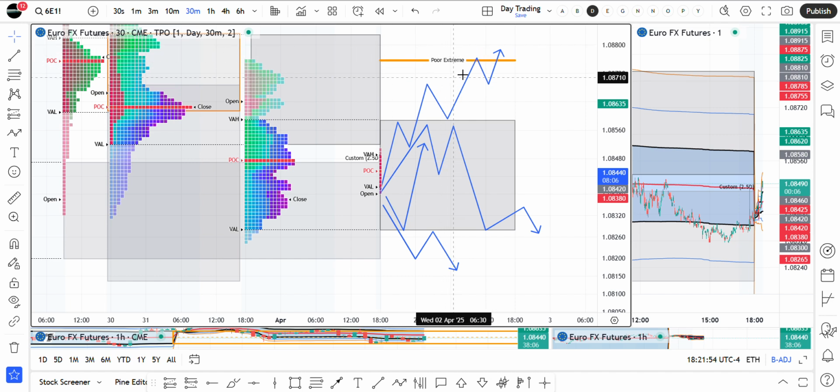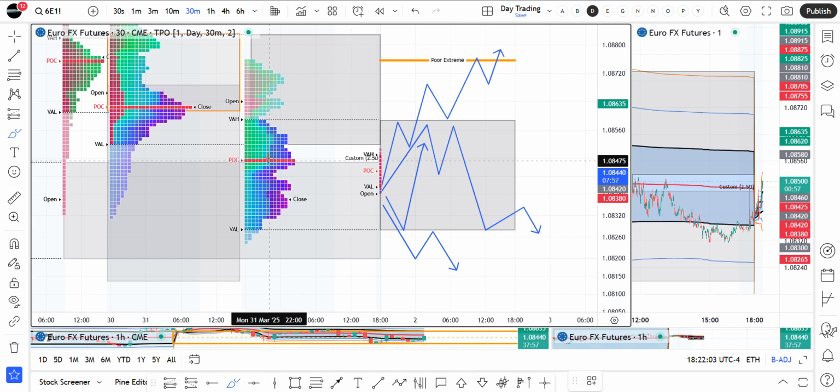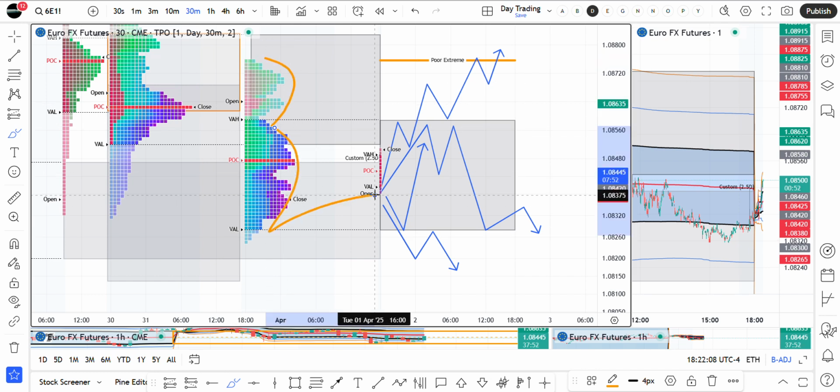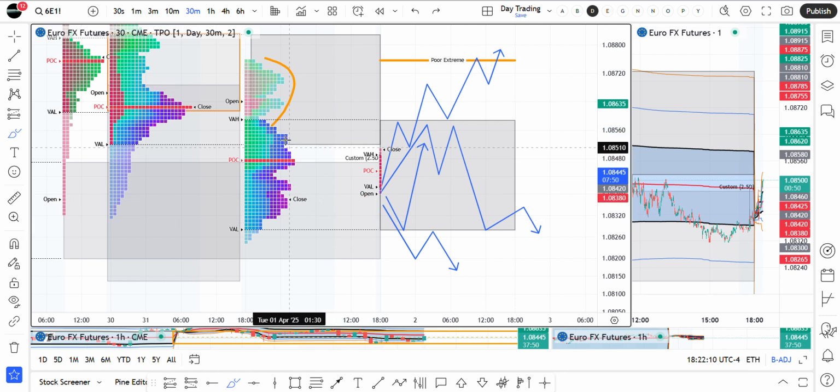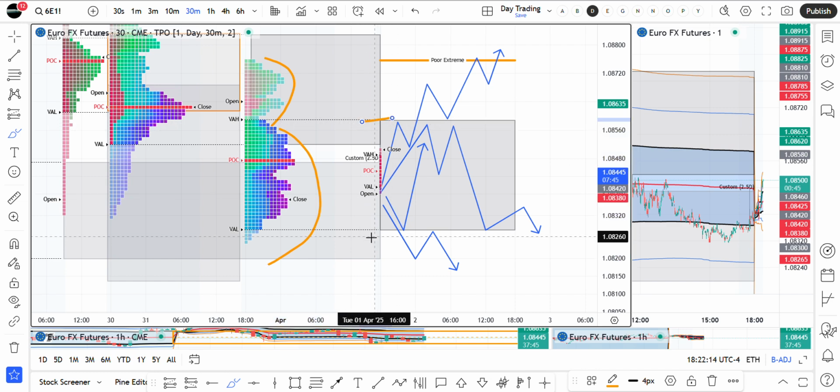That extreme, poor extremes at the high. There is kind of a dual profile here on Euro dollar. Kind of something like this. So this value area I feel comfortable with. So if it breaks this value area, I'll be going long after the break. But until that break, I have a short bias if it gets up here.